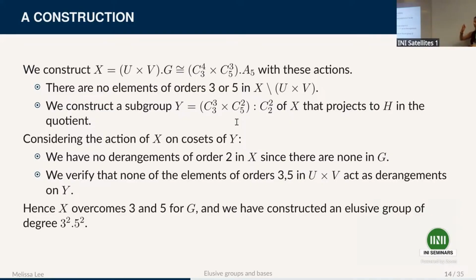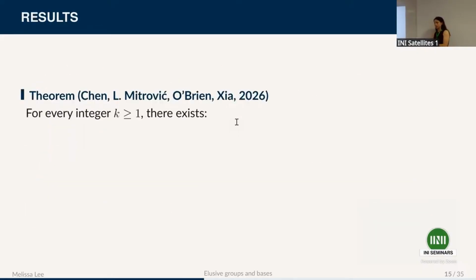All right. So that's the construction of one group. But Georgia's and my contribution is that we showed that you're able to actually extend this to an infinite family. So here's our main theorem. For every integer k at least 1, you can find an elusive group of degree 3 to the k plus 1 times 5 squared. So this is essentially just extending this construction to arbitrary powers of 3.